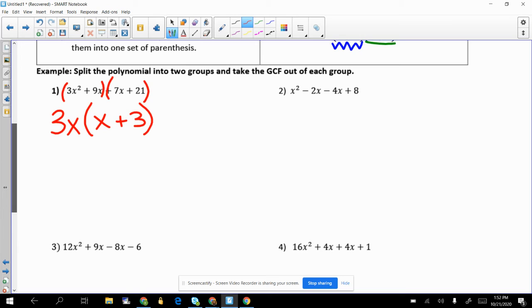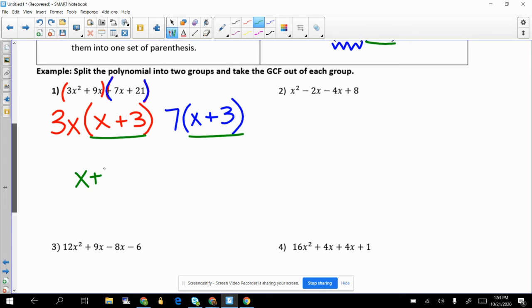Okay, then let's take a look at the second group. And we have 7x plus 21. So what can we take out of a 7x and a 21? And the only thing here is going to be 7. So if I take 7x and divide it by 7, I'm left with x. And if I take 21 and divide it by 7, I'm left with 3. So the good news is here that I get x plus 3 and x plus 3.